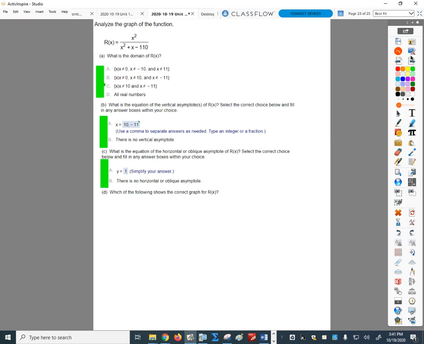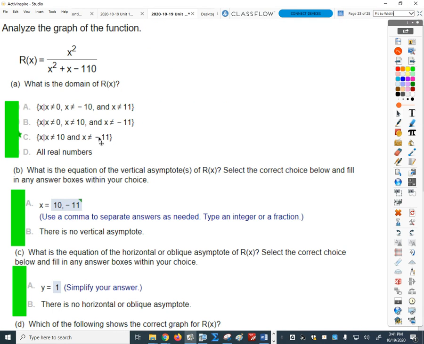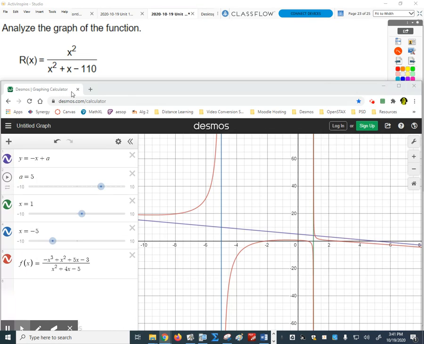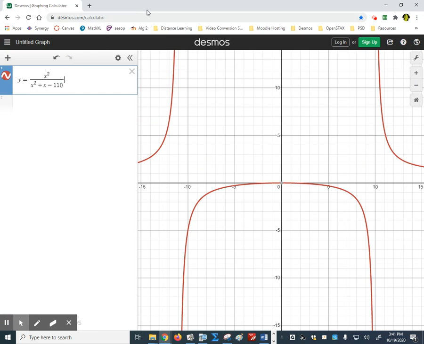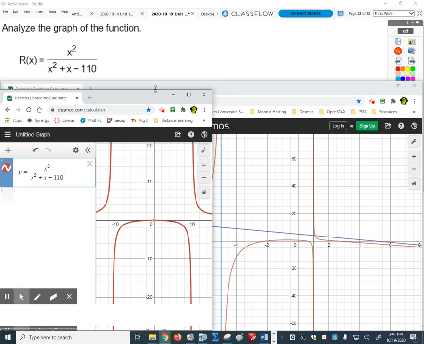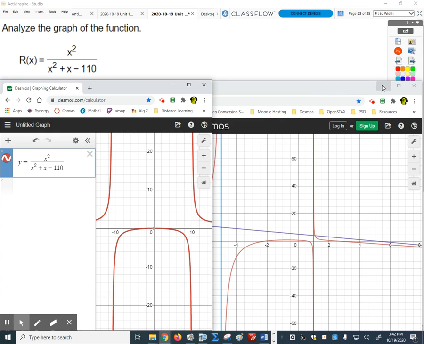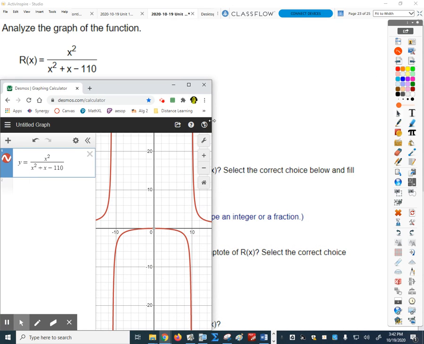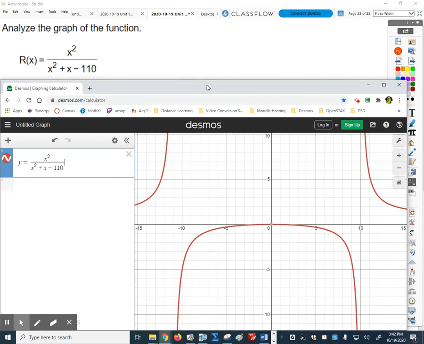Okay, let's see, last couple. What about something like this? Analyze the graph of the function. Okay, well, we can just graph it. So there's our function. And what are they asking us about this?